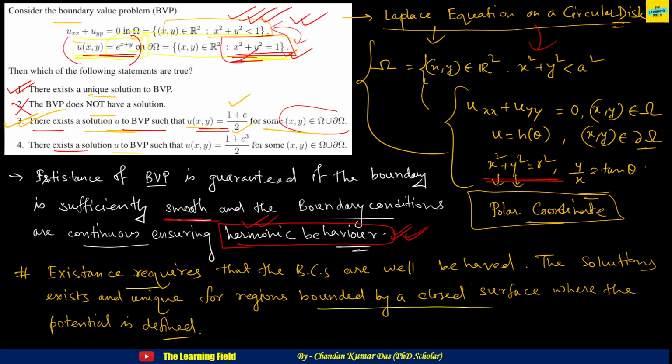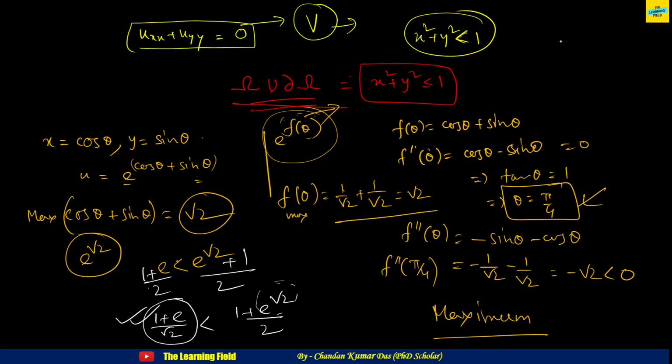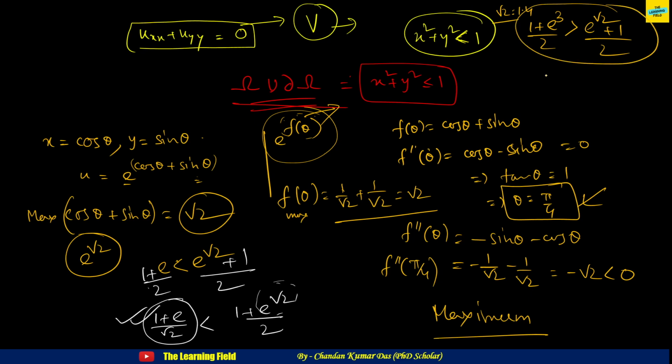Now for 1 plus e to the power 3 by 2, we know that e to the power 3 is greater than e to the power root 2, since root 2 is about 1.4. So we develop this inequality also. That means 1 plus e to the power 3 by 2 is greater than this maximum value.